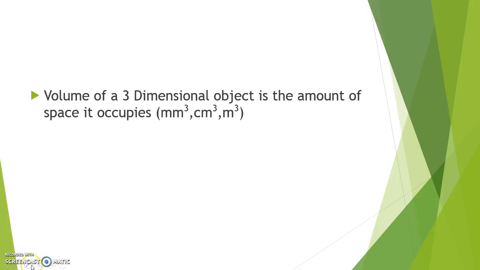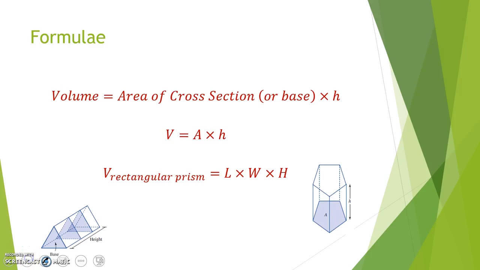So volume is essentially the space or amount inside a 3D object. So how much will it hold? It's always measured in cubic units because it's three-dimensional, just the same as area is two-dimensional. So the basic rule for volume is this: area of the cross-section, sometimes people talk about the base, multiplied by the height. This is the basic rule.